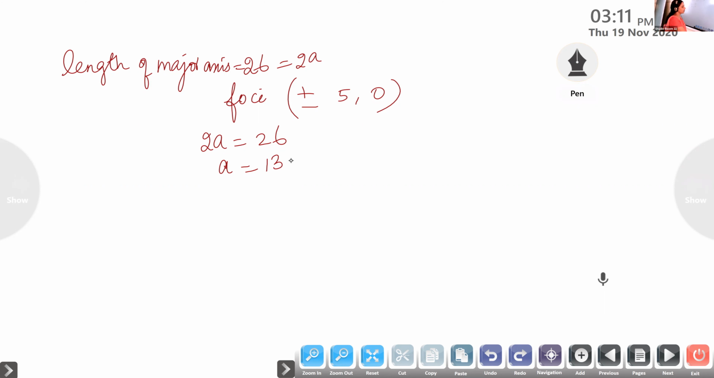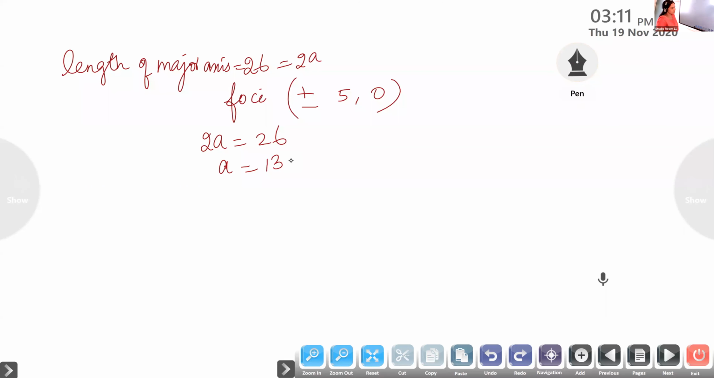What is the standard equation? x square by a square plus y square by b square equal to 1. Yes, sir, because the y coordinate is 0, so the x-axis is the major axis. So the equation of the ellipse is x square by a square plus y square by b square is equal to 1. Here we got a, and b we have to find.